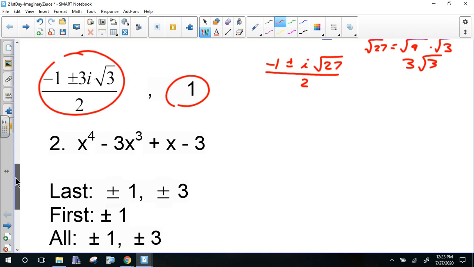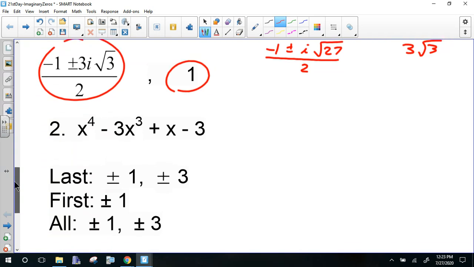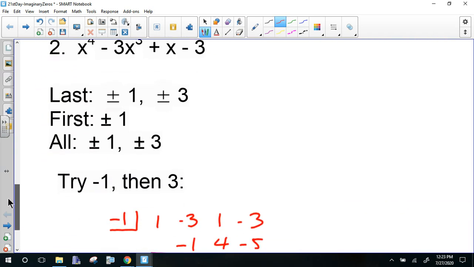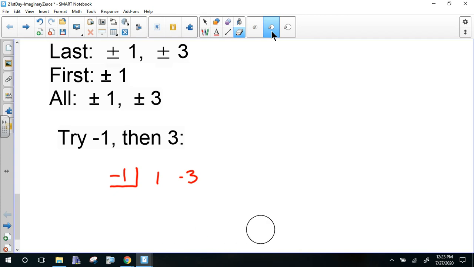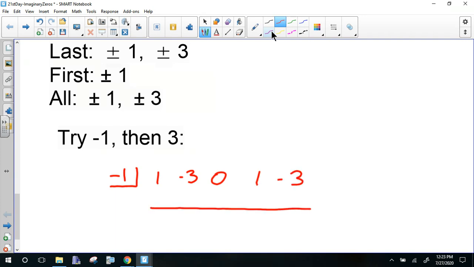What did I miss? I missed my squared terms. There should be a 0 in the middle term. Again, that's the biggest mistake that students and sometimes teachers make. So let's try this again and see if it works out better.